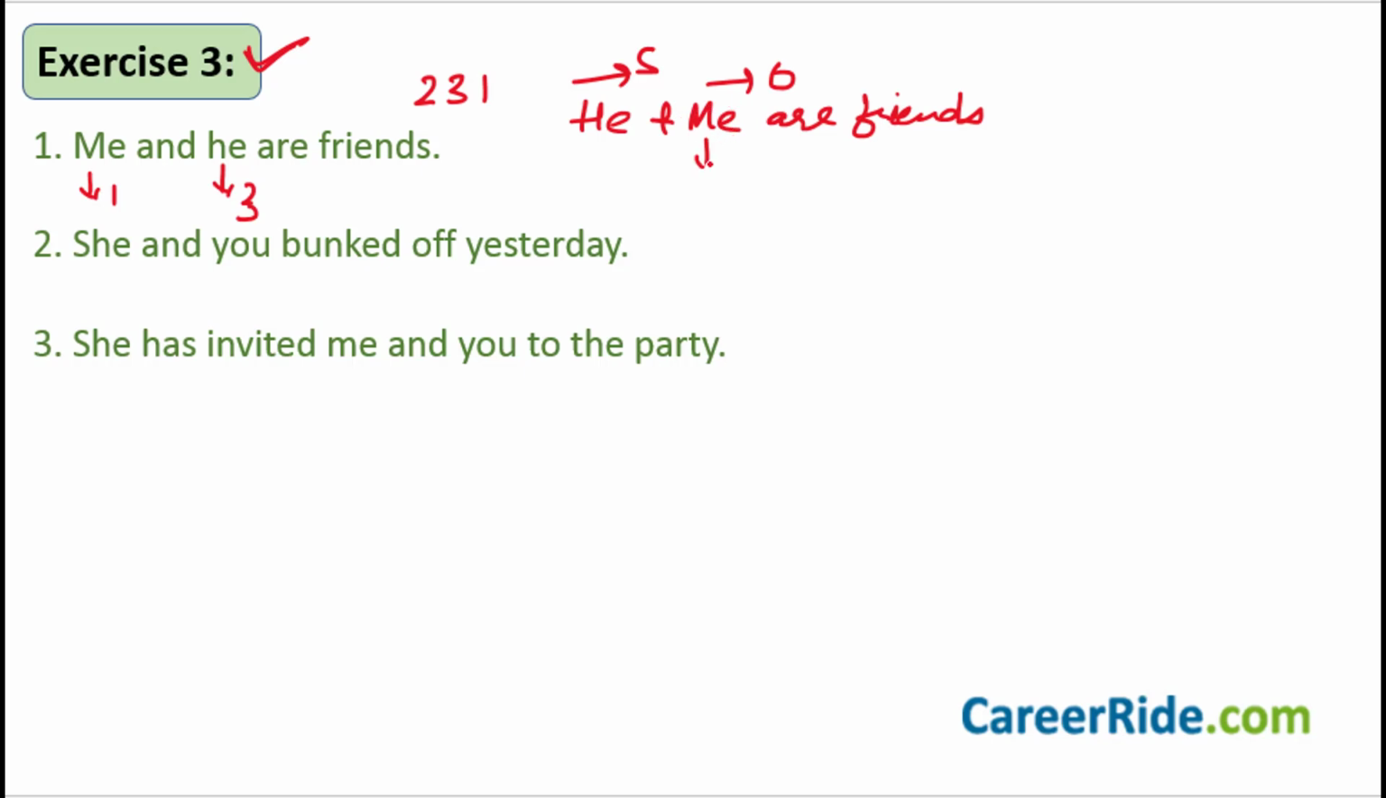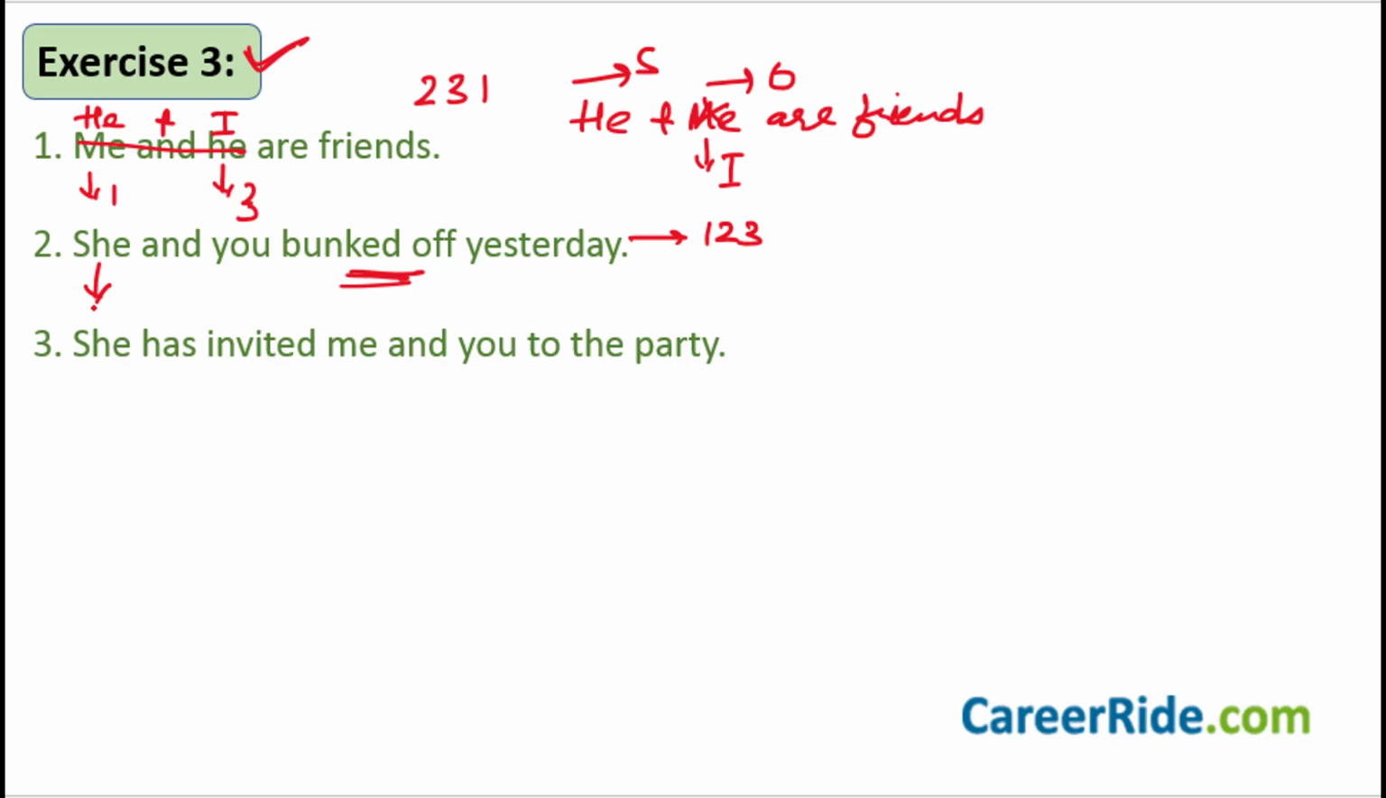So this also has to be subjective. He and I are friends is the right thing to say. So he and I are friends is what you should say here. Okay, now this becomes correct. The second one, she and you bunked off yesterday. Bunked off means you absented yourself from school or the college or the work, which means you are confessing a flaw, a guilt, or you are trying to point out a flaw. So what is the sequence in this case that we have learned? It has to be 123, right?